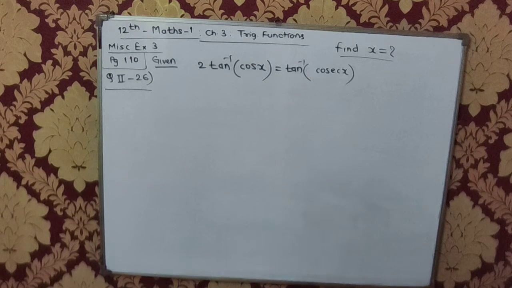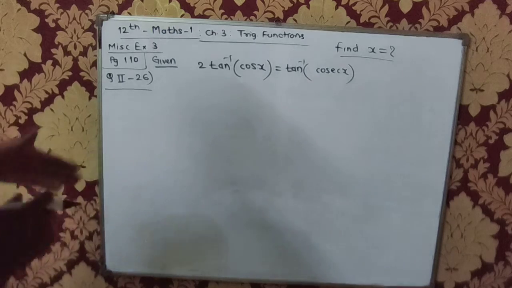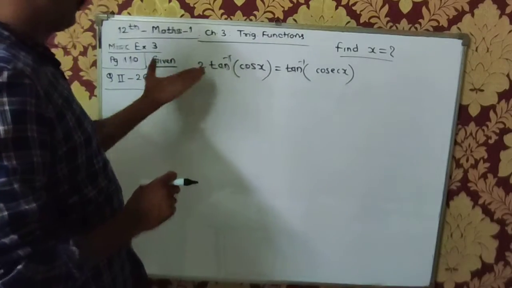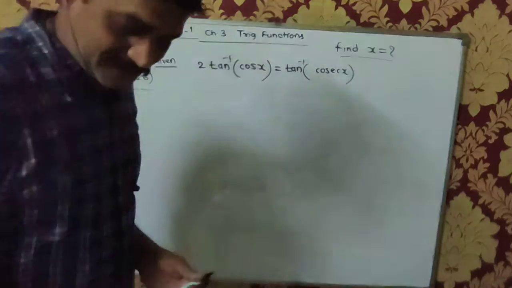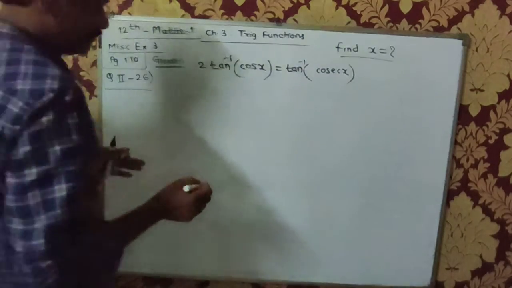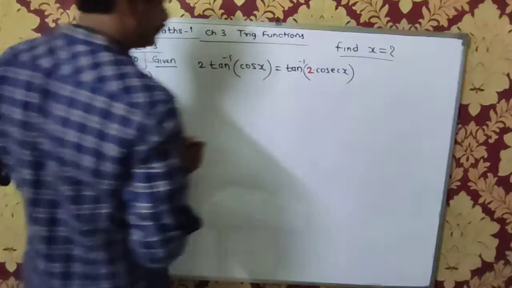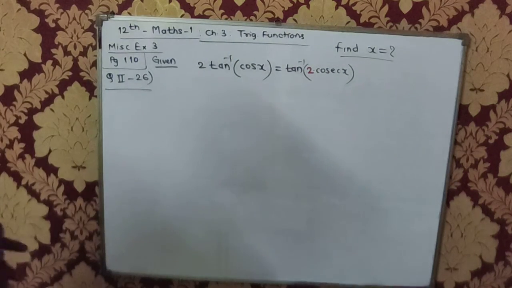Alright guys. Now we go for the next question. Question number 26. Given that 2 tan inverse of cos x is equal to tan inverse of cosec x, find x. Now there is a printing mistake in this question. We'll make the correction यहाँ पर 2 होना चाहिए. Okay? And let us proceed with that.